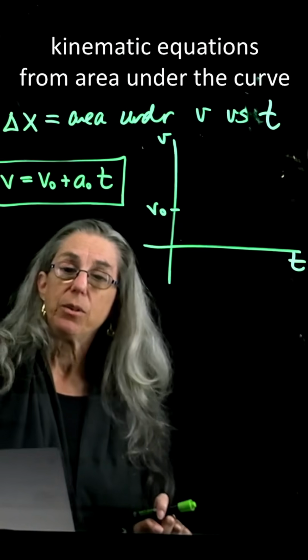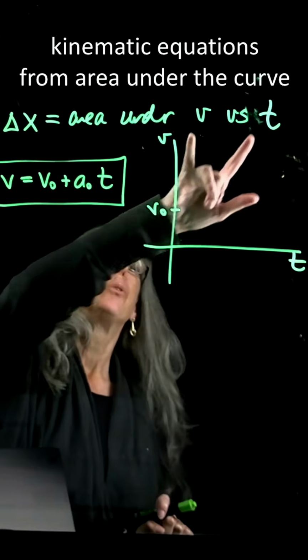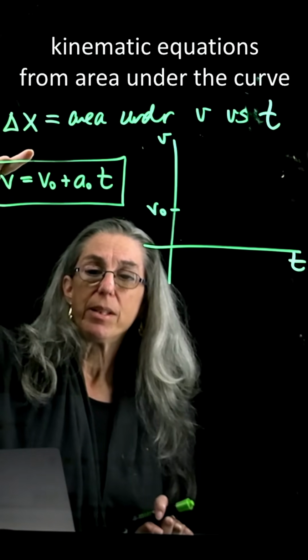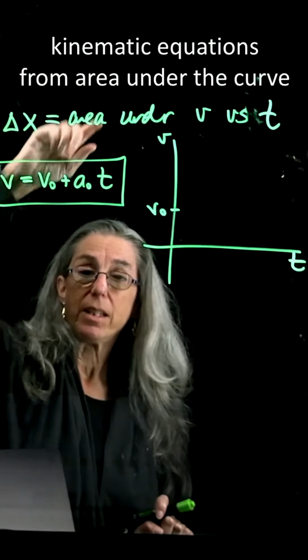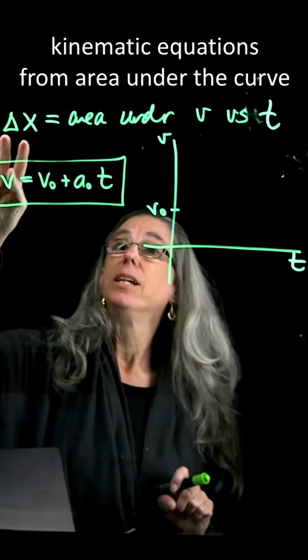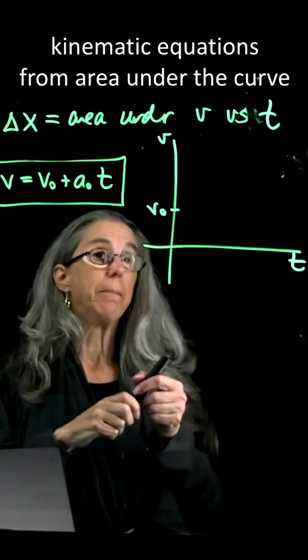We can use the same idea of the area under the curve to find the position. So if we have the velocity, we're going to use the velocity that we just derived in the previous slide. If we have the velocity, we can plot that and use the area under that curve to get the displacement. And from the displacement, we can solve for the position at any time t.